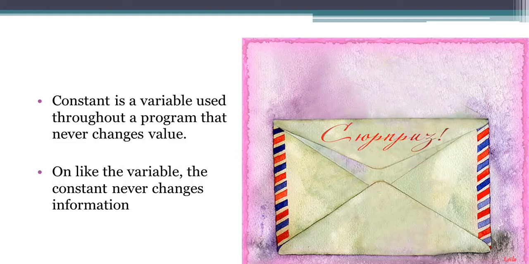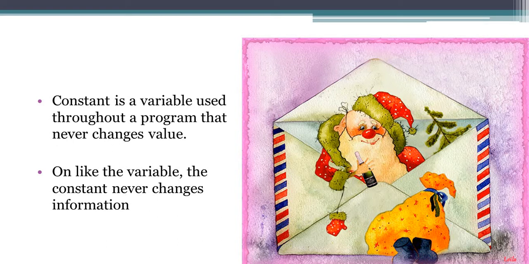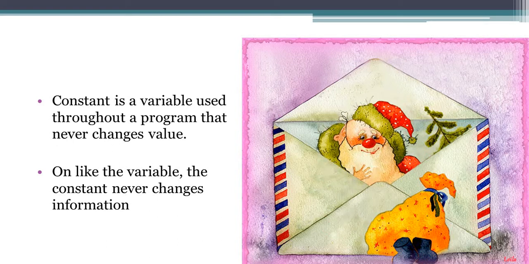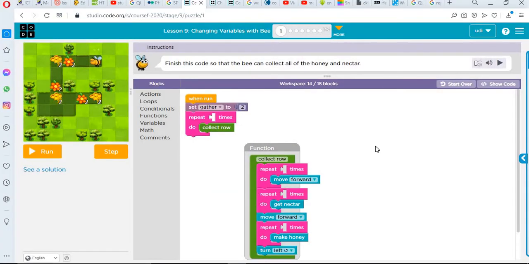Now we'll move straight into our practical class to see how we can use a variable in collecting nectar from a flower. Don't go anywhere. Welcome back, everyone. Now we are in code.org, in the code studio, where we talked about changing variables with Bee. And this is our first puzzle. This one says finish this code so that the bee can collect all the honey and nectar.